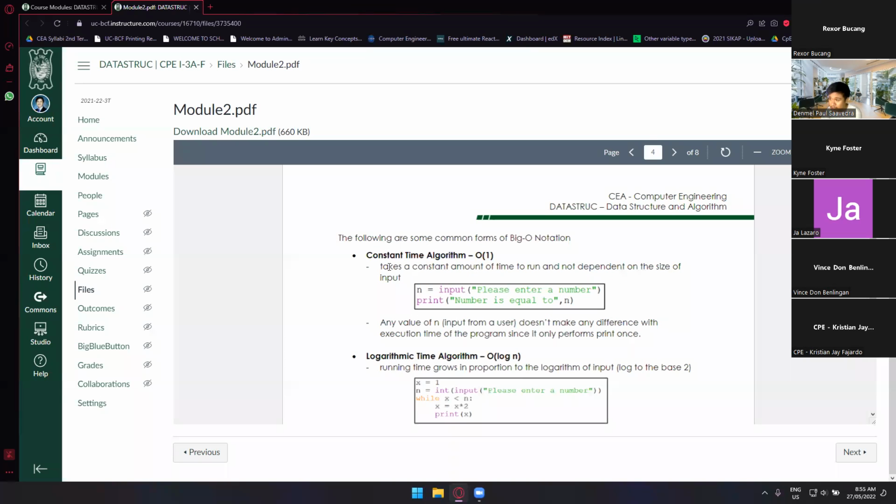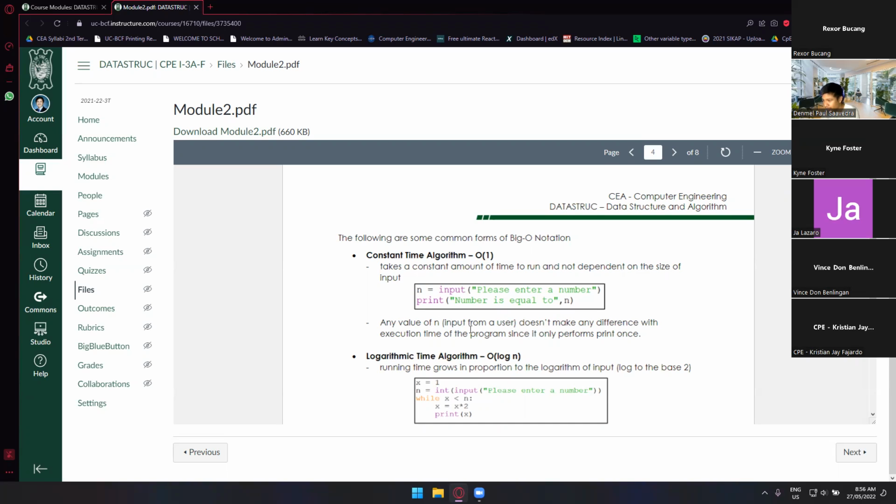So we have the constant time algorithm, so the O, and then of course we have the constant value, let's say 1. This one takes a constant amount of time to run and is not dependent on the size of input. So n is equal to input, please enter a number. This is a line wherein it will require you to input a number, and then after inputting a number, it will be printed, and the number is equal to whatever n you have inputted. So regardless of your input, this will give you the same amount of time, because this will simply print whatever your input is.